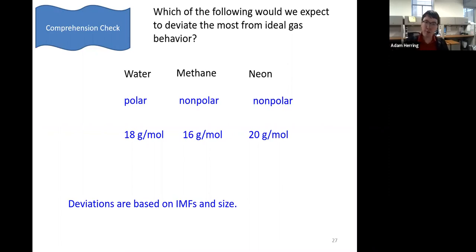Therefore, since water is polar and has roughly the similar molar mass, it's going to deviate most strongly from ideal gas behavior. Whereas methane is nonpolar and has a smaller molar mass, so it would deviate the least.